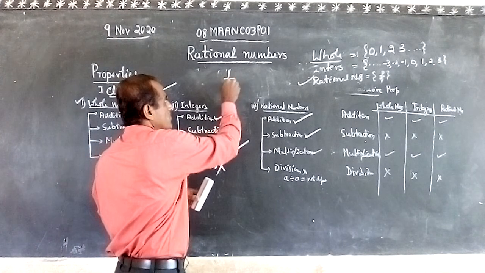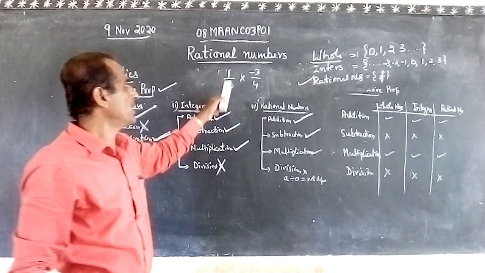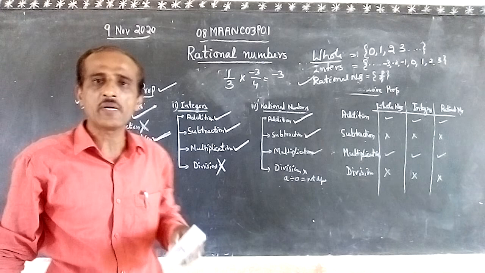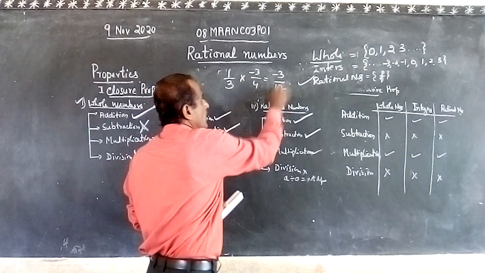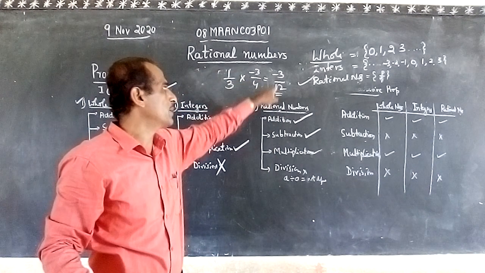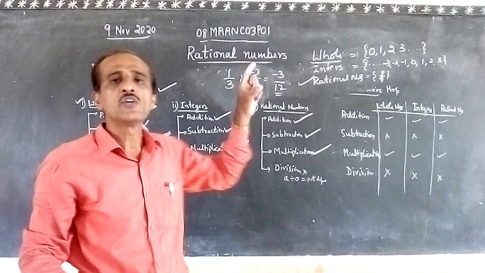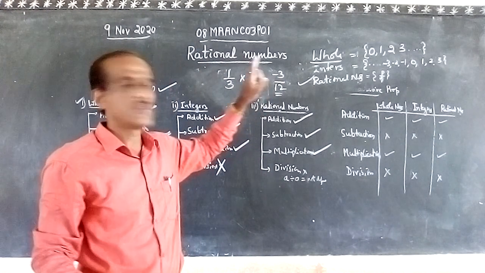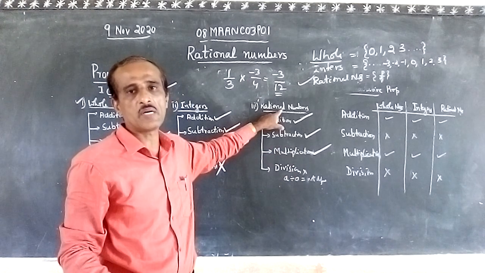Then multiplication. Let us multiply minus 1 by 3 into minus 3 by 4. What is the answer? Direct multiplication: numerator into numerator and denominator into denominator. 1 into minus 3 is minus 3, 3 into 4 is 12. So 1 by 3 is a rational number, minus 3 by 4 is a rational number, and minus 3 by 12 is also a rational number. Therefore multiplication is possible. If you check using any other rational numbers, you will get the product as a rational number only. Therefore, multiplication is closed for rational numbers.